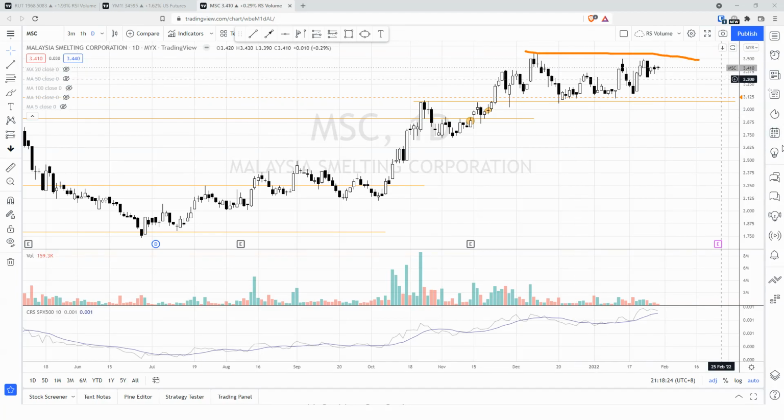However, if it just comes down and tests the swing low here, I think that could present a long opportunity. So looking for maybe a bounce up at about 3.1, so somewhere around here. Otherwise, if you are aggressive, then you can watch out for a breakout trade with your stop maybe somewhere around here. Okay.